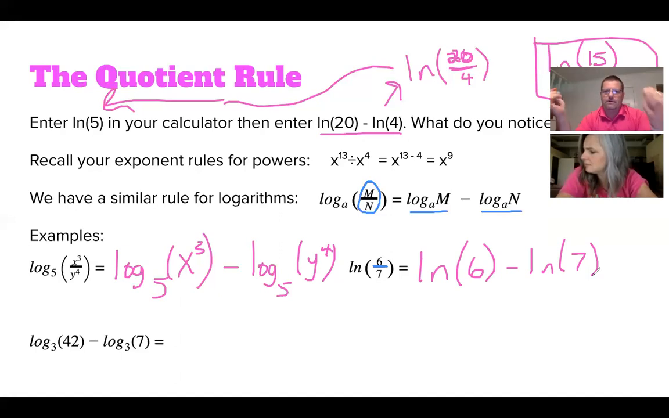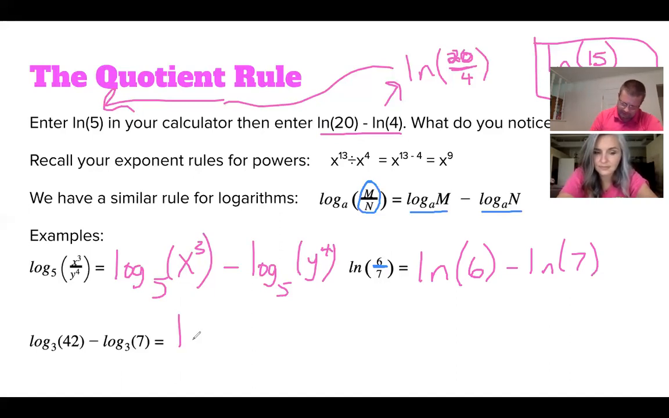I can break it down. Now, what if there are separate ones separated by a subtraction? We're going to combine them. We can go the other direction. So what about natural log of 42 minus natural log of 7? I'm going to combine it as one logarithm, but 42 over 7.